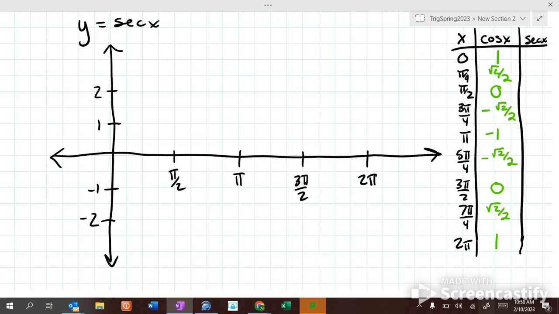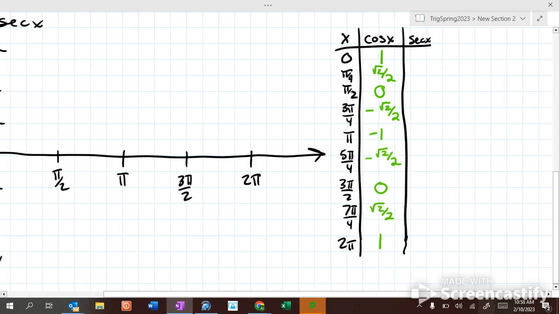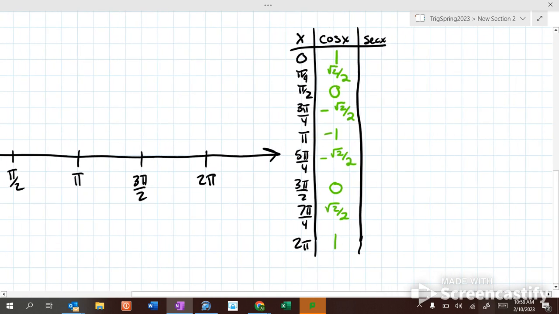That green's hard to read? We'll move it over a little bit. Maybe orange will be easier to read. Okay, what's the reciprocal of 1? 1. What's the reciprocal of square root of 2 over 2? 1.4. What's the reciprocal of 0? Undefined. What's the reciprocal of negative square root of 2 over 2? Negative 1.4. The reciprocal of negative 1? Negative 1.